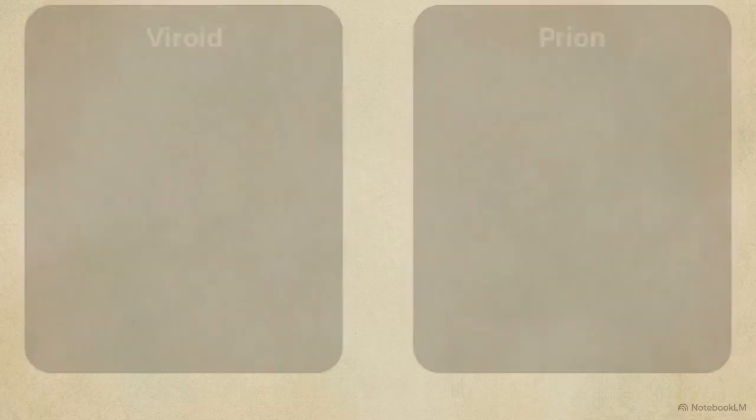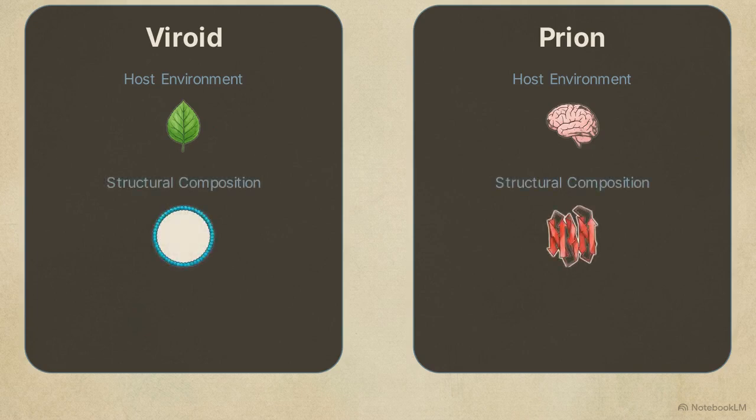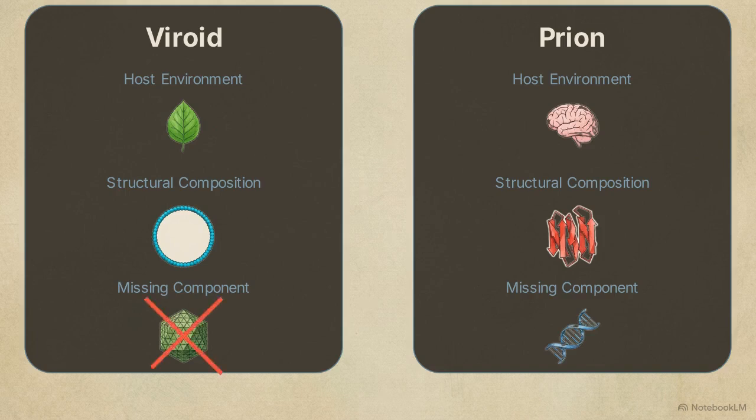To define the boundaries of the subviral paradigm, we place these two agents into a comparative matrix. Their host environments are completely divergent. Viroids operate strictly as plant pathogens, whereas prions act exclusively as mammalian brain pathogens. Their structural compositions are mutually exclusive. A viroid is nothing more than a single circular strand of RNA, while a prion is purely an abnormal polypeptide protein. This reveals the core paradox of subviral agents. The viroid operates with absolutely no protective protein coat, and the prion transmits disease with absolutely no nucleic acid.